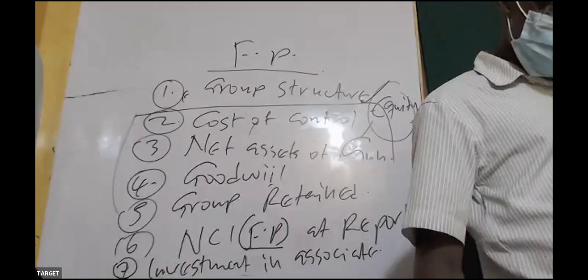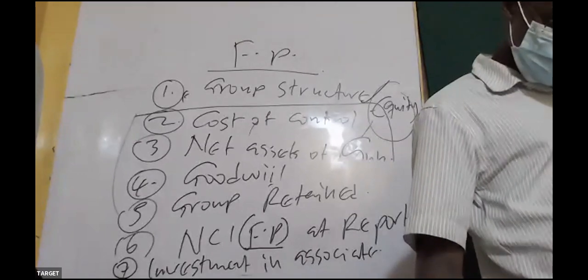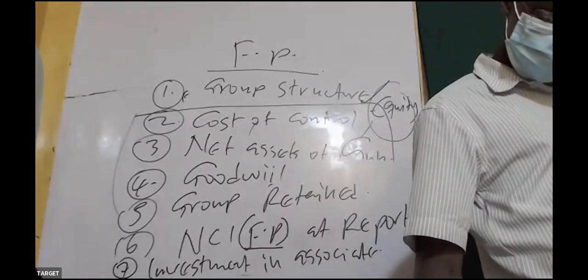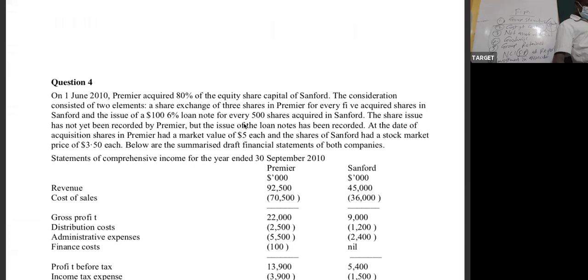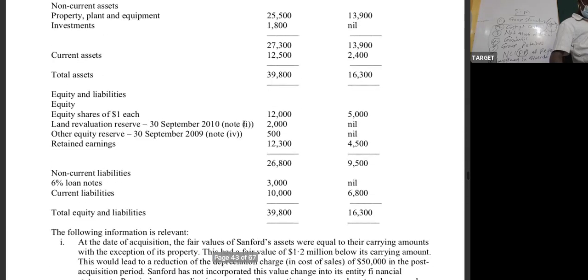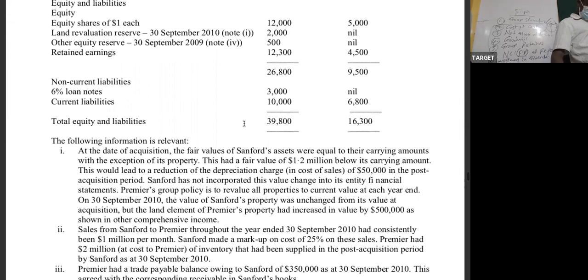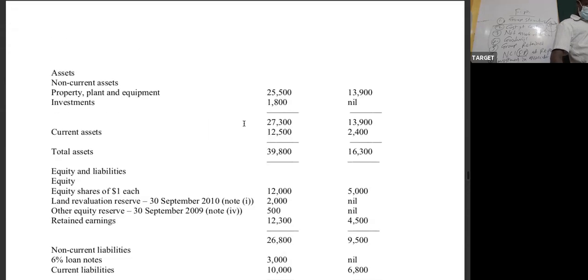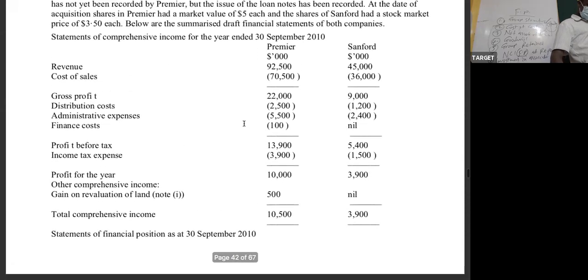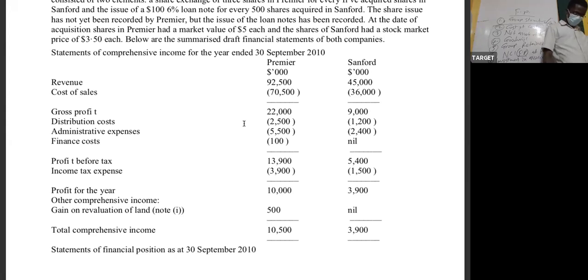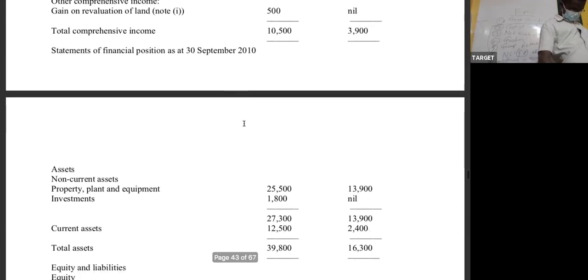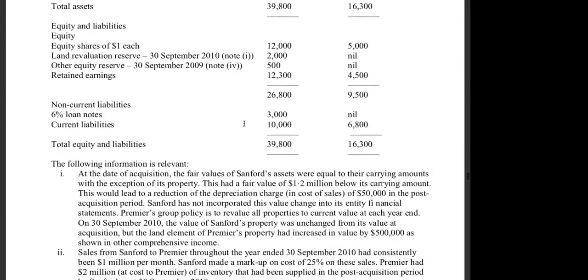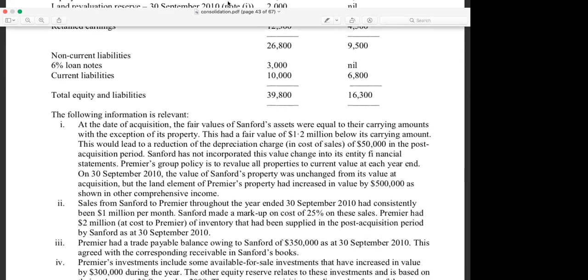Okay, so let's go to this particular question. This is Sanford and Premier. That is the question, Premier. So let's go to the comment.